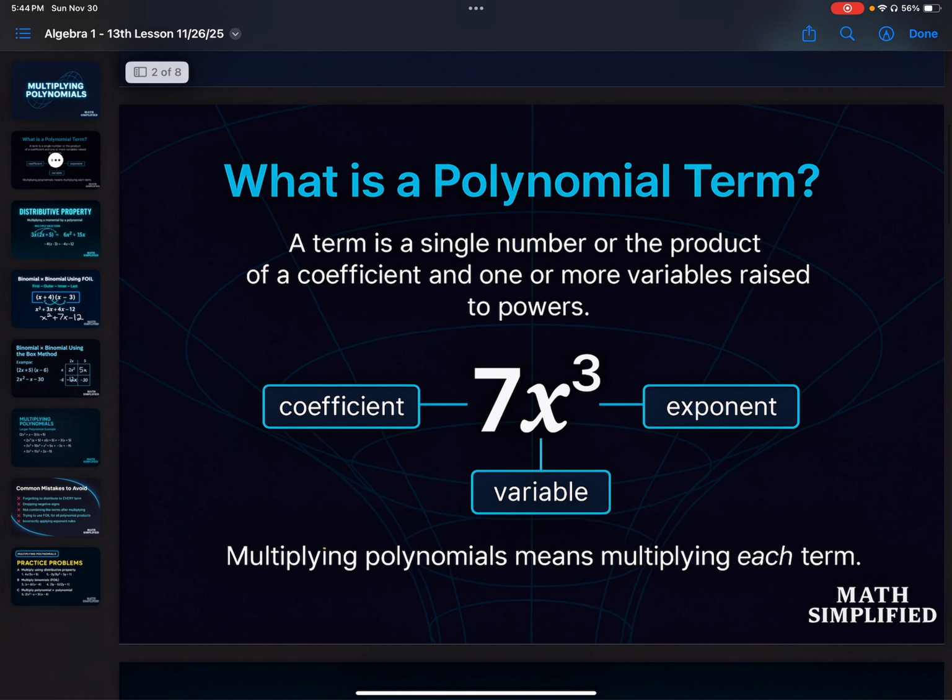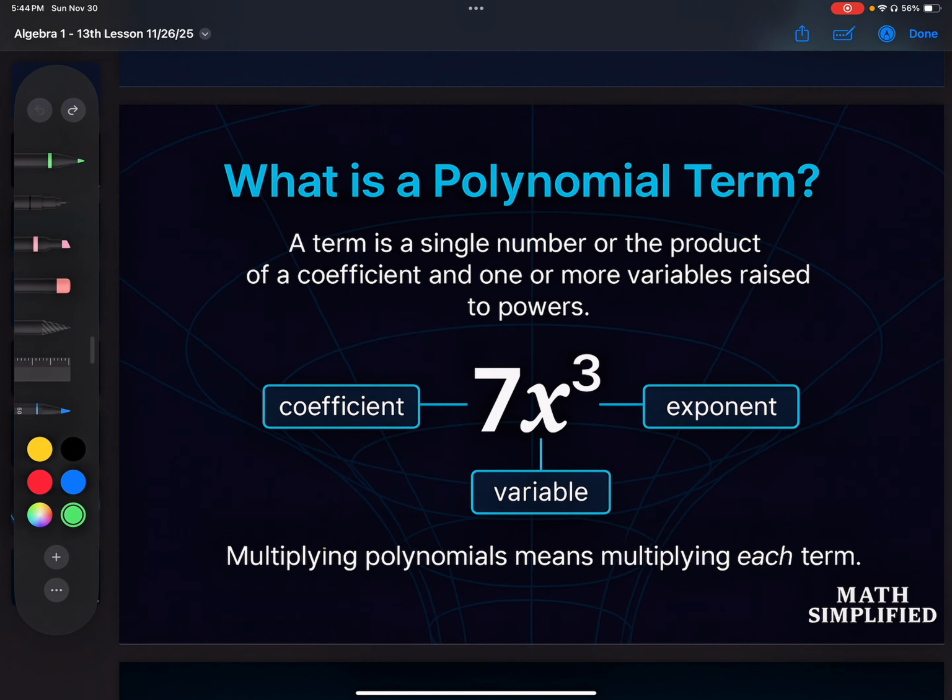So what is a polynomial term? A polynomial term is a single number or the product of a coefficient and one or more variables raised to a power. This would be a polynomial term, 7x to the power 3. Here you notice that we have our coefficient, which is 7, our variable, which is x, and then 3 is our exponent. I taught that last video, just to make sure.